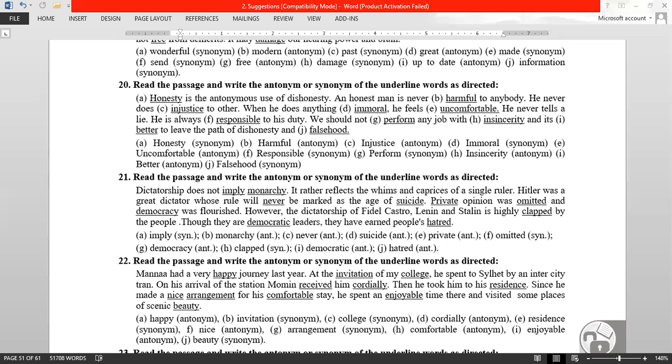You can use love as the antonym. Okay. We have less than 1 minute. Any problem? Or anything else? Have you anything else?